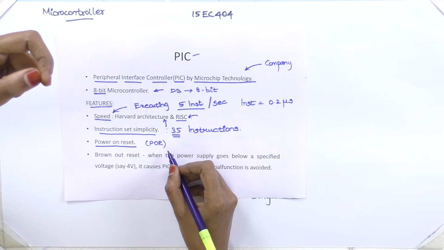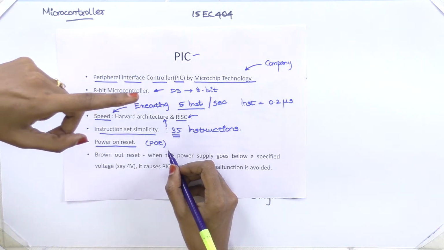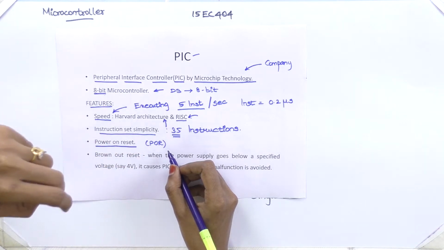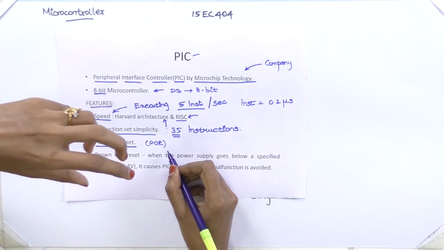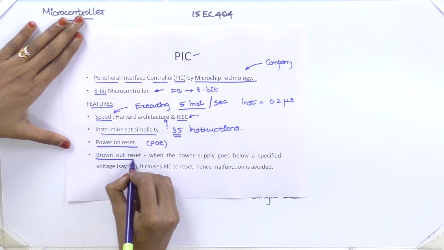So at what time will it get reinitialized? When you apply power to it. That condition is called power on reset. Fine. And the next important feature is brownout reset.